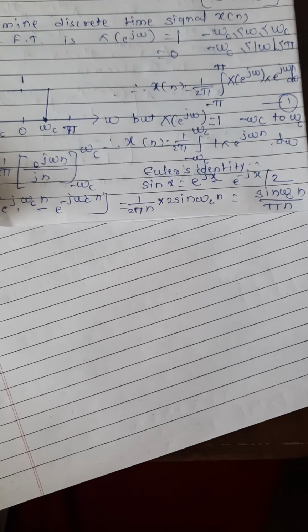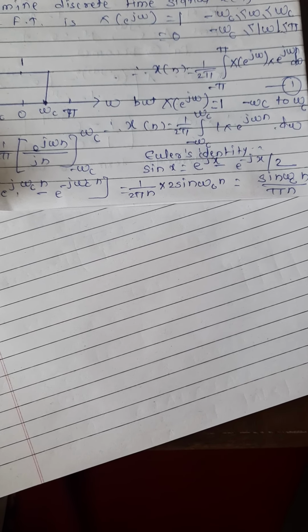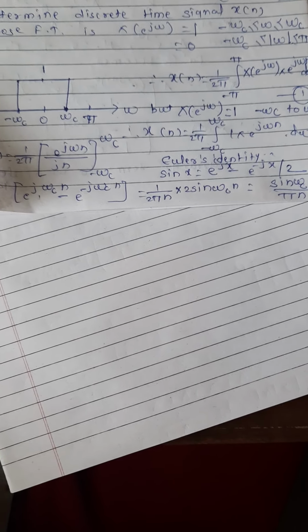For the unit impulse, the discrete time signal is delta n and the DTFT of this is 1. For the unit step, it is u(n). For the DTFT, it is e raised to j omega by 2 divided by 2j sin of omega by 2.